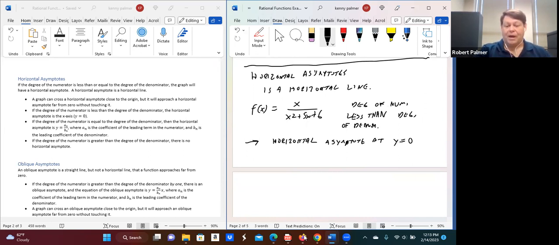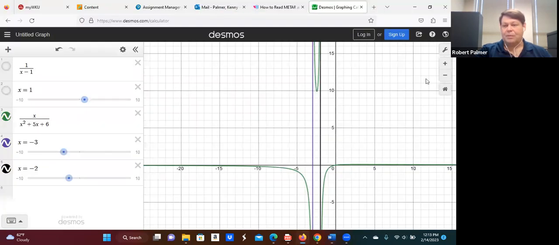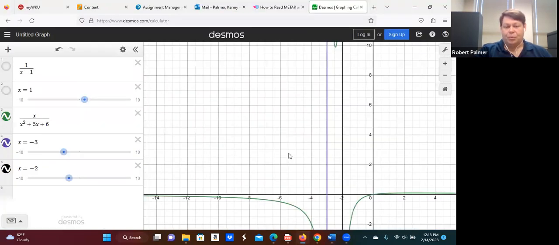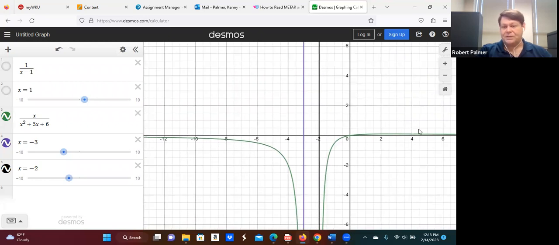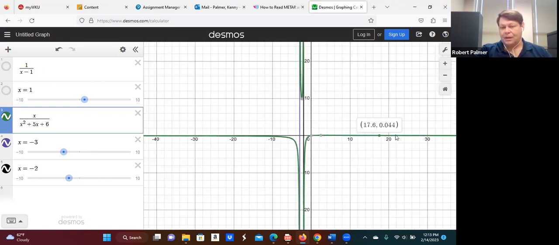Let's go back and take a look at the graph. And that's what happens. If you notice here, the graph approaches the x-axis, in this case from below, in this case actually from above. If you track this graph, you can get as far away from 0 as you want, and it will get closer and closer to y equals 0. The y coordinates get closer and closer to 0 the further away from 0 we go in both directions. So that's what's called a horizontal asymptote.